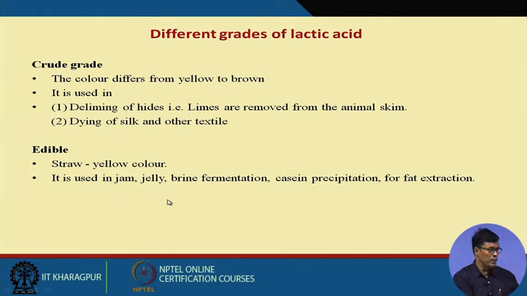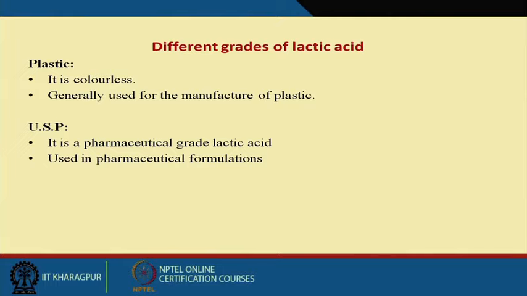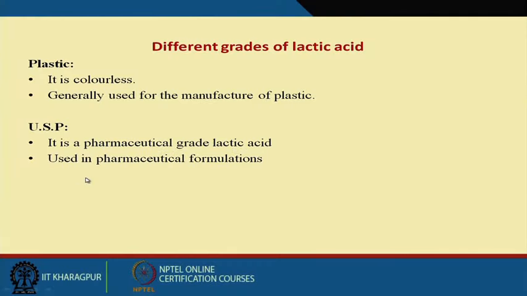I can give the example of calcium lactate, which we largely use in the house for precipitating milk protein and fat, because we use it for several purposes. Then we have plastic grades. It is colorless and generally used for the manufacture of plastics, because I told you that lactic acid has huge market potential in the pharmaceutical industry, and this grade has a lot of use in that industry. And USP is the pharmaceutical grade of lactic acid, used in pharmaceutical formulation. So this is all about the lactic acid fermentation process.